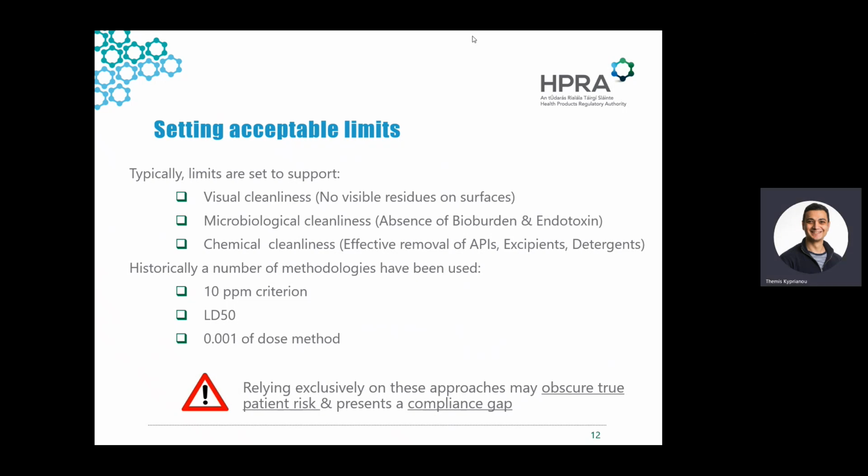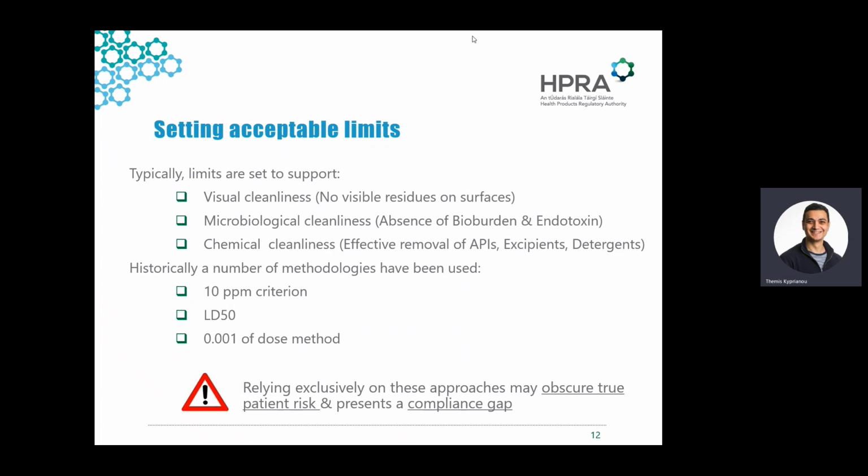And these have included the 10 parts per million criterion, which corresponds to the allowance of 10 milligrams of hazardous contaminants contained in 1 kilo of a product, the LD50 approach, which corresponds to the lethal dose, which, if given all at once, causes the death of 50% of individuals of a group, and then the 1,000th of a dose method that relies on the assumption that 1,000th of a dose of any product appearing in the next one will impart limited or no pharmacological effect on the subjects.